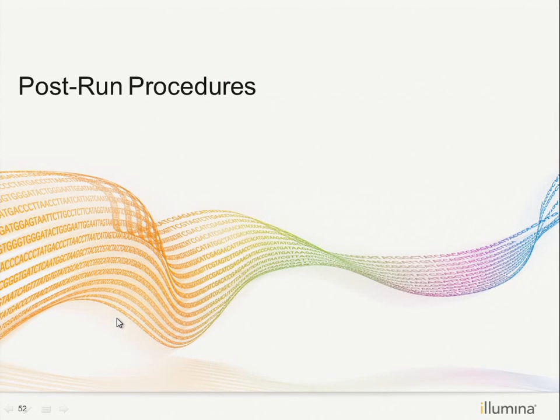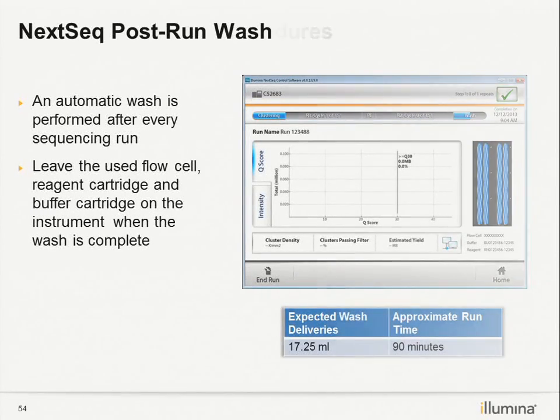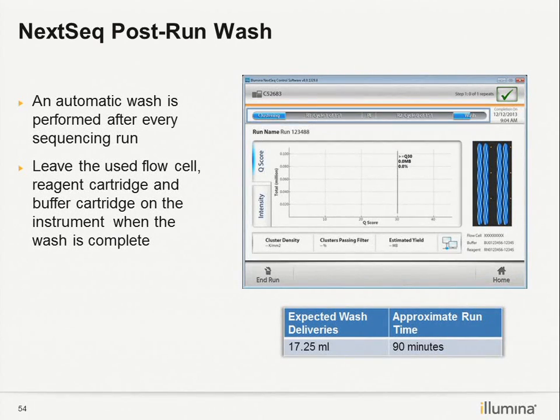Okay, and then finally, procedures. Post-run wash: the instrument will do a post-run wash automatically, and what you do is just remove the reservoir, and then a manual wash is required every 2 weeks only. Okay, and check the disk space, and you can just leave the instrument on at all times. So after each run, you can just leave it on. But if you want to shut down, of course, you can also do a shutdown. But before the shutdown, do a manual wash. The post-run wash will be done automatically, and it takes around 90 minutes.